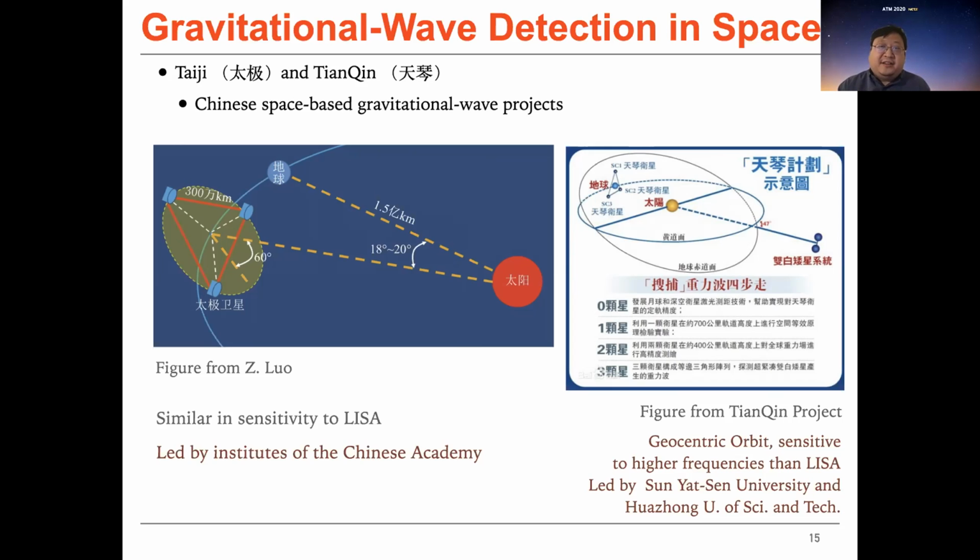And the other thing is the Tianqin project, and it's a little bit different. It's proposed by Professor Luo Jun from Sun Yat-sen University, also from Huazhong University of Science and Technology. Here, it's more like an Earth geocentric orbit. And the Tianqin project may have a slightly higher band of sensitivity than LISA and Taiji. So these are the space-based detectors.